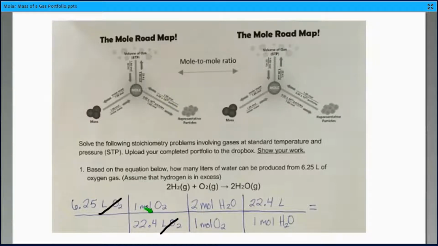cancels. Moles of oxygen is on top and the bottom, so that cancels. And then moles of water is on top and the bottom, so those cancel as well. So the unit that I'm left with is liters. You should have gotten 12.5 liters of water.